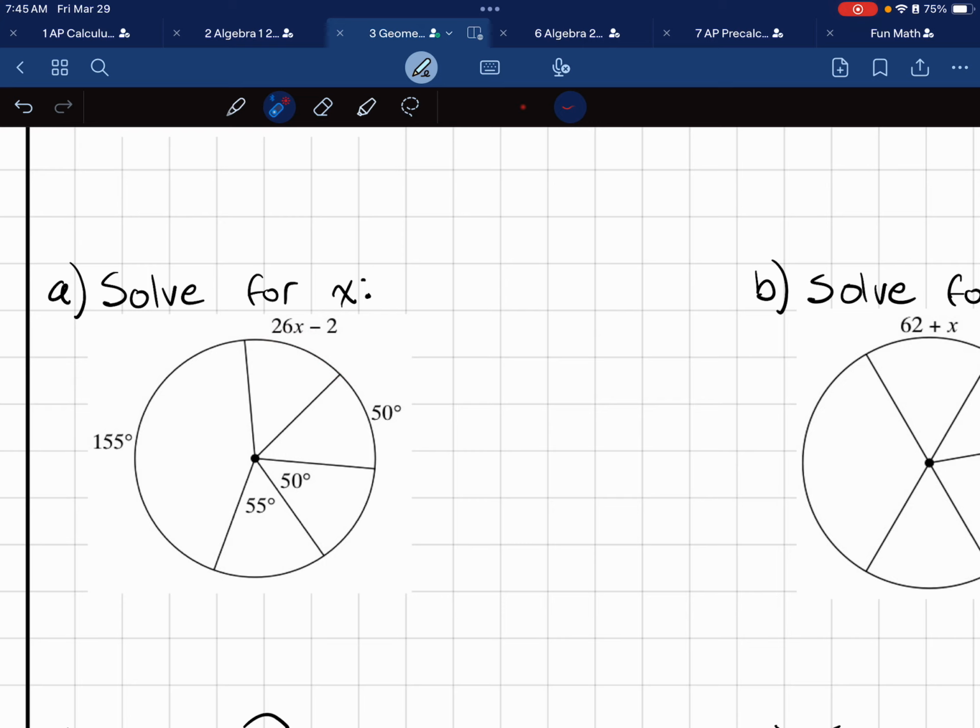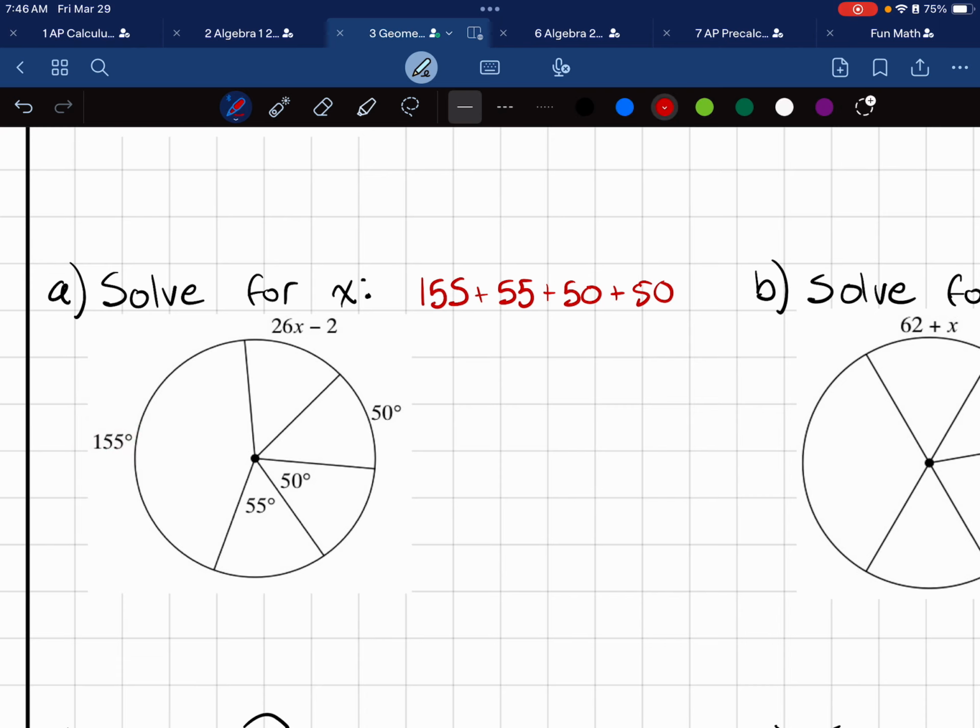So in part A, I'm noticing that I have 1, 2, 3, 4, 5 different angles. Some of them are central angles, some of them are arc measures, which are the same thing. So really, I just have to add all of these together and say they should add up to 360 degrees. So I'm going to say 155 plus 55 plus 50 plus another copy of 50. Do I have all 1, 2, 3, 4 of those? And then finally plus 2x minus 6.